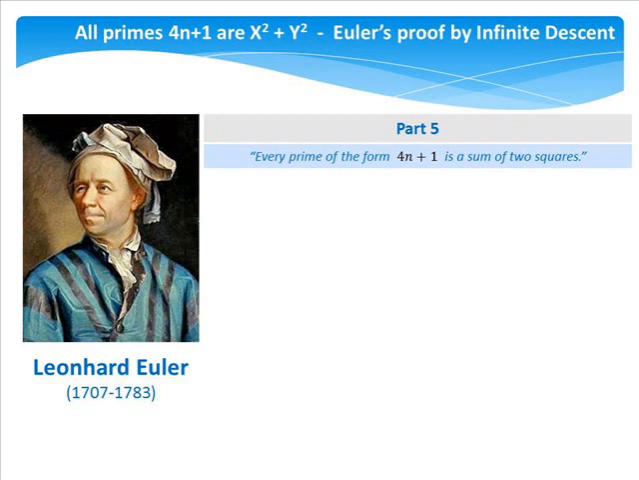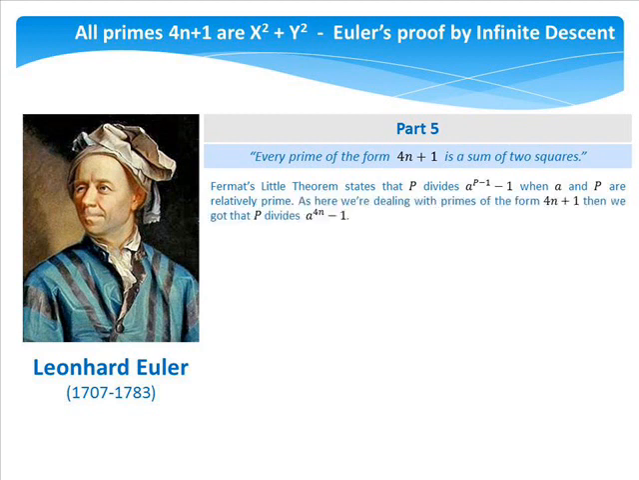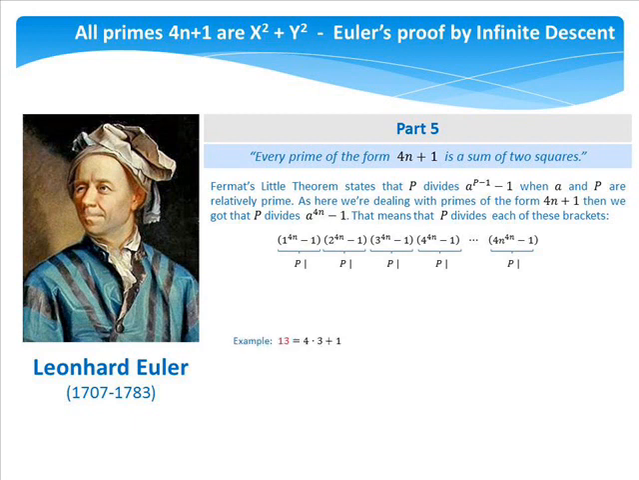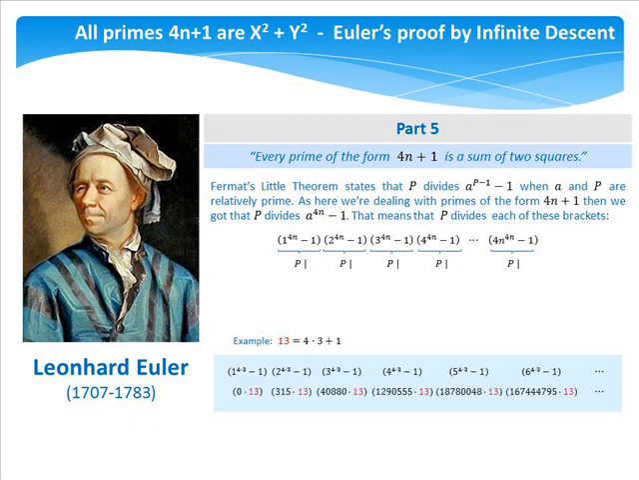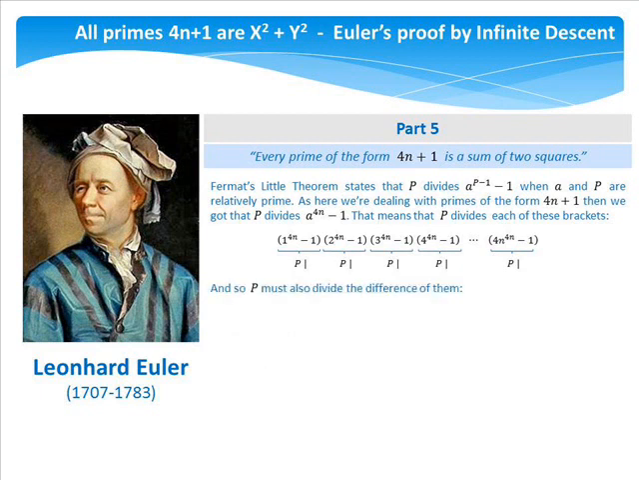Every prime of the form 4n plus 1 is a sum of two squares. Fermat's little theorem states that p divides a raised to p minus 1, minus 1, when a and p are relatively prime. As here we're dealing with primes of the form 4n plus 1, then we got that p divides a raised to 4 times n, minus 1. That means that p divides each of these brackets. Let's illustrate this. Consider prime 13, which is of the form 4 times 3 plus 1. We can see that 13 indeed divides the differences too. And so p must also divide the difference of them.